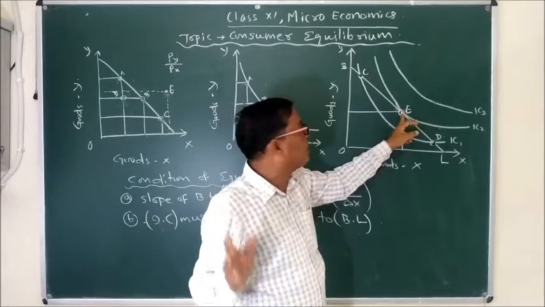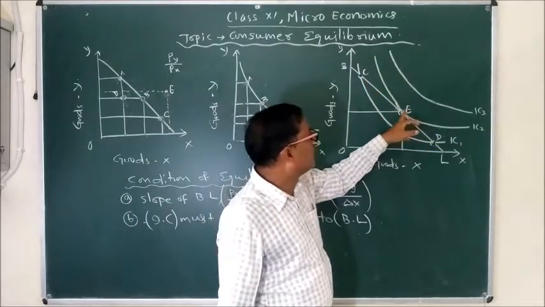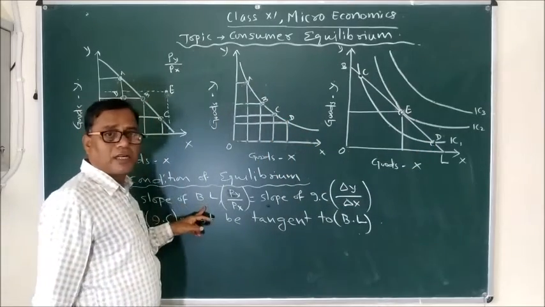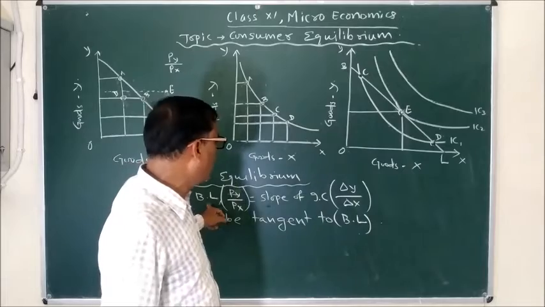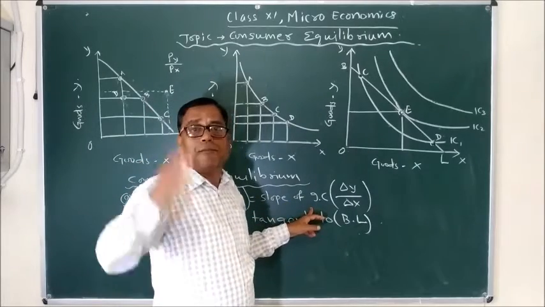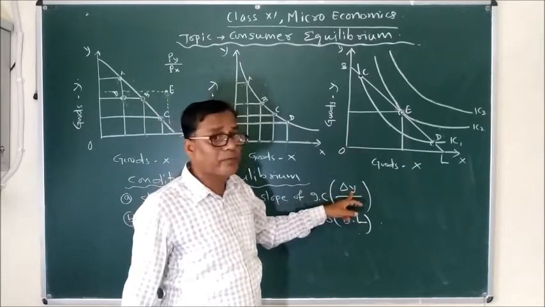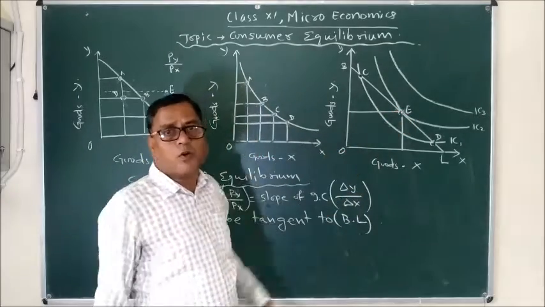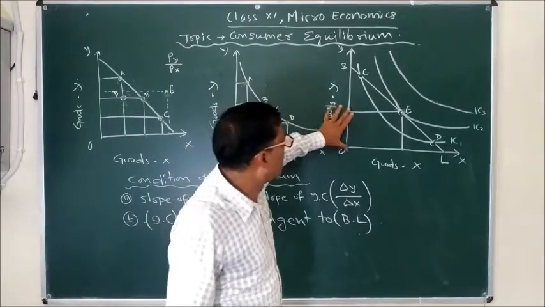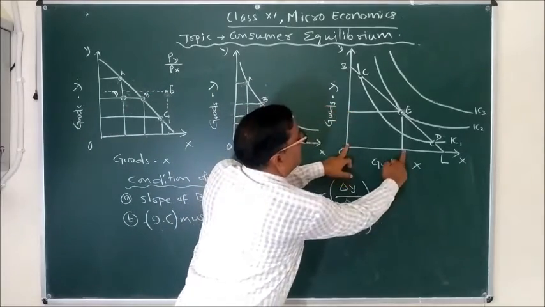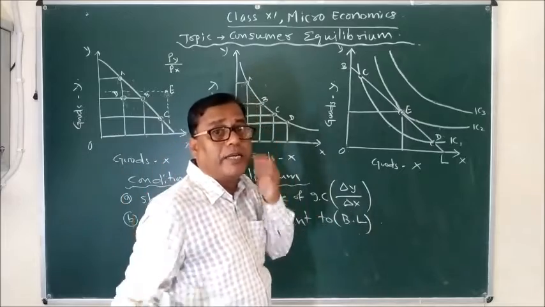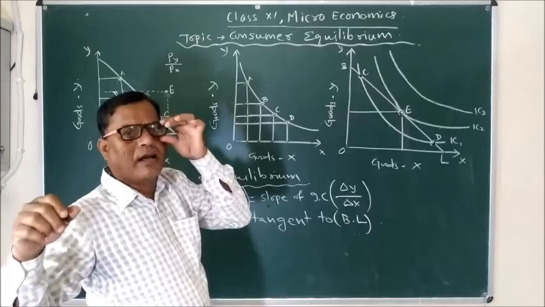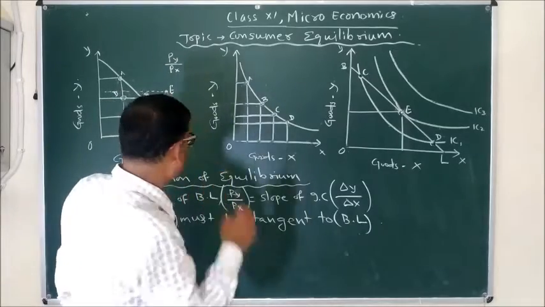E is the equilibrium point when the IC2 is a tangent to the budget line of our consumer, and here the slope of the budget line, that is the price ratio of X and Y, and the slope of indifference curve, that is the preference ratio of X and Y by our consumer, are equal at point E. So E is the point of equilibrium, where if the consumer buys this much of Y and this much of X, then he is attaining equilibrium, meaning he is getting the highest possible satisfaction from X and Y when he is spending all his income on the purchase of X and Y.